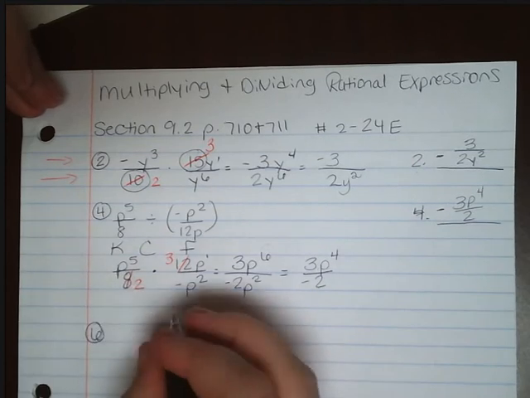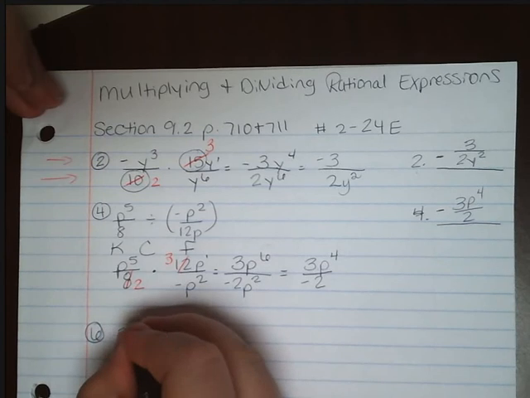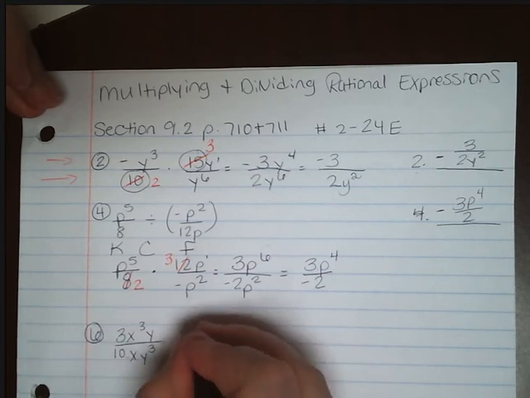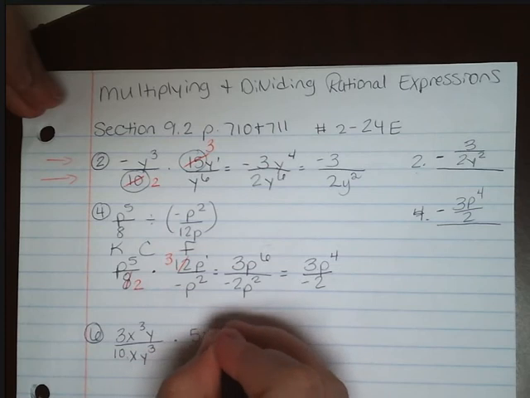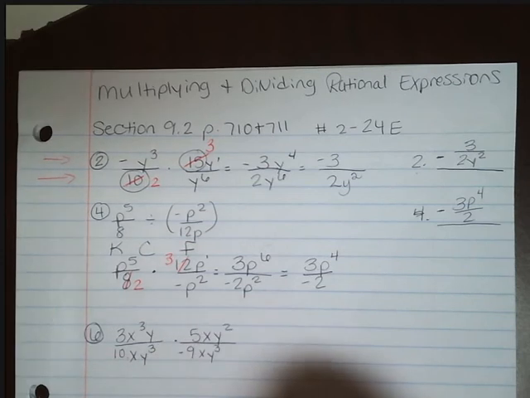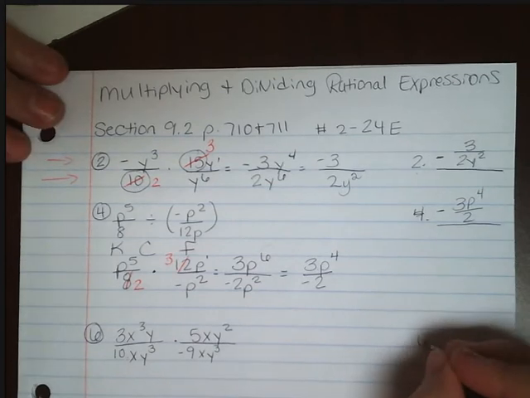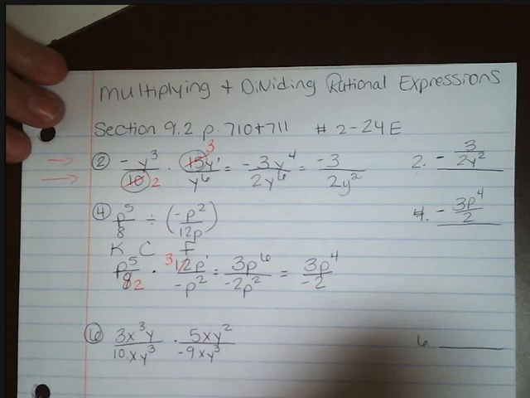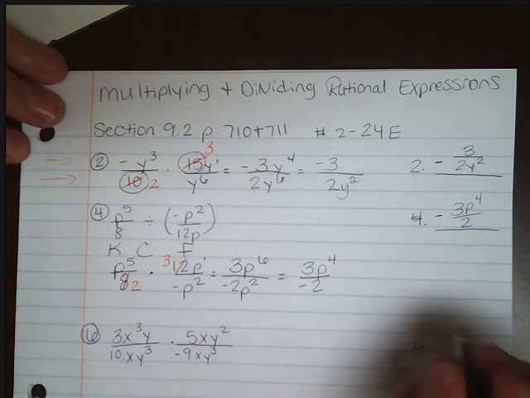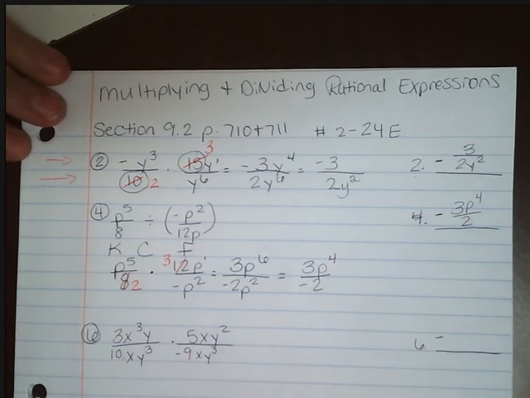Number 6, I have 3x to the 3rd y divided by 10xy to the 3rd, times 5xy squared divided by negative 9xy to the 3rd. So again, for number 6, they gave us a positive fraction times a negative fraction. So my answer is negative.